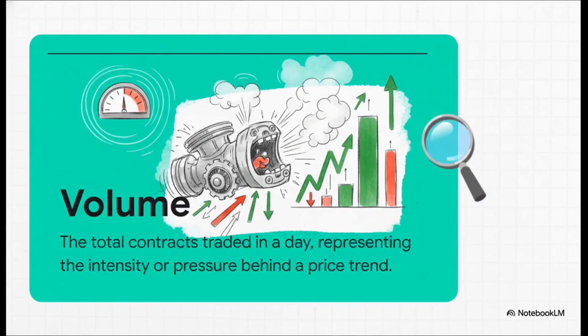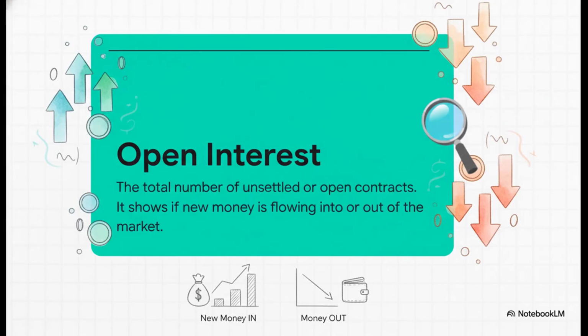Next, we layer on volume. So if price is the direction, you can think of volume as the roar of the engine. It tells you the intensity, the oomph behind what's happening. I mean, a huge price move on tiny volume, that's kind of suspicious. But a big move on huge volume, now that's pressure. That's real intensity.